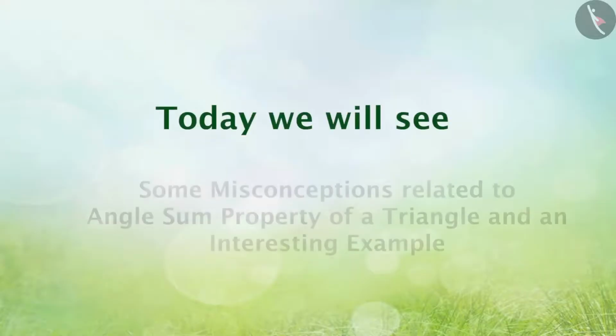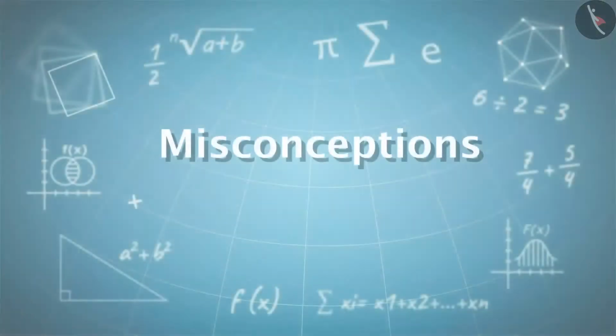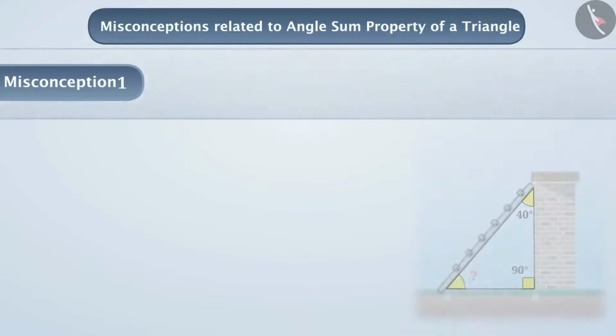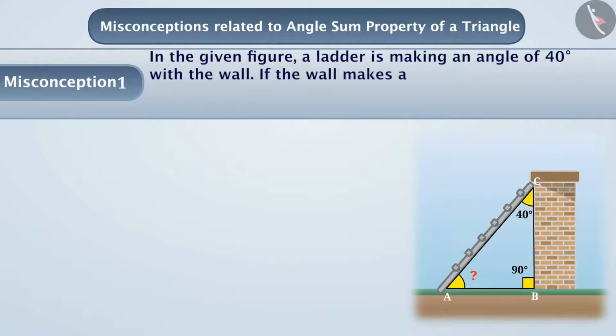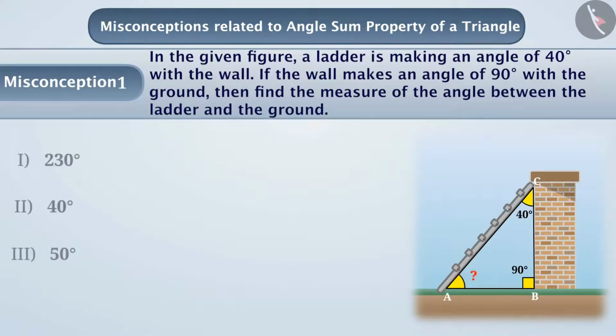Today we will see some misconceptions related to the angle sum property of a triangle and an interesting example. Misconception 1. In the given figure, a ladder is making an angle of 40 degree with the wall. If the wall makes an angle of 90 degree with the ground, then find the measure of the angle between the ladder and the ground.